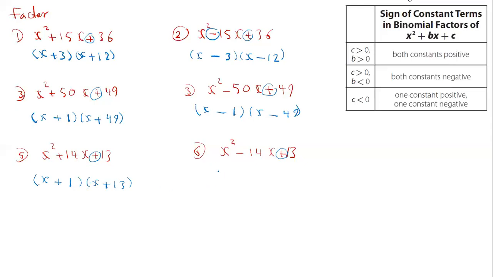Okay, next, number 6. X squared will be factorized as x times x. Now we have to look for two numbers whose product is 13 and whose sum is 14. 1 times 13. What are the signs inside the brackets? They will be the same and follow the middle term sign. Yes, minus, minus.